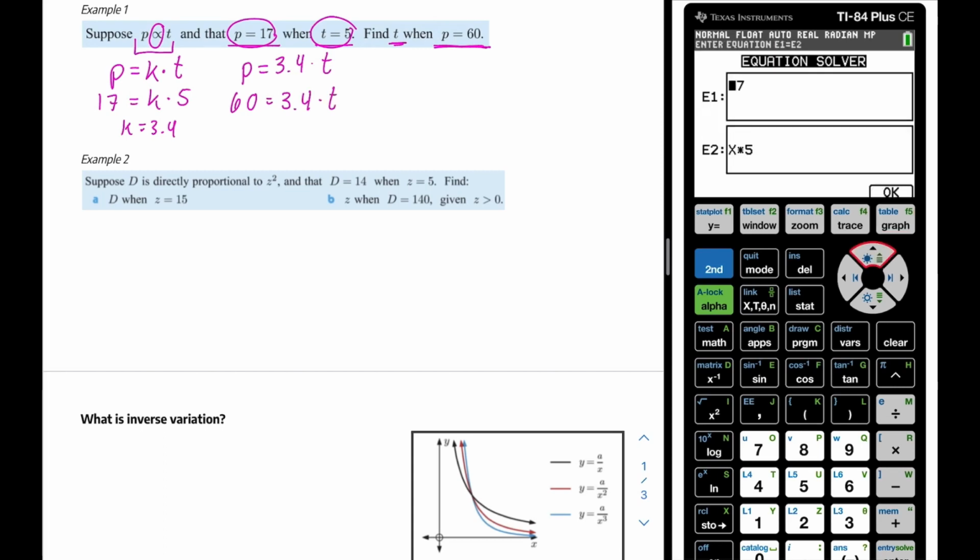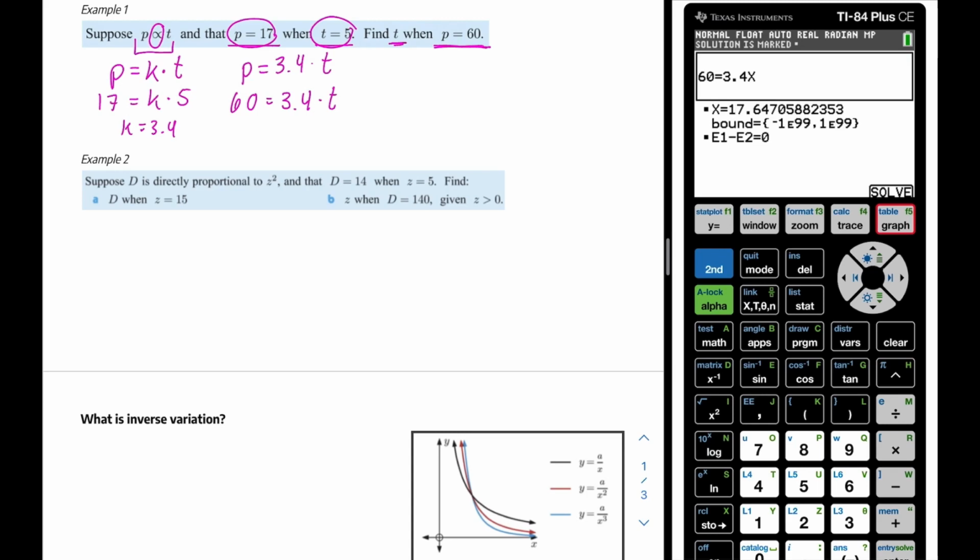Again, we can go into numeric solve. We have 60 is equal to 3.4 times x, and we get that t is equal to 17.6.